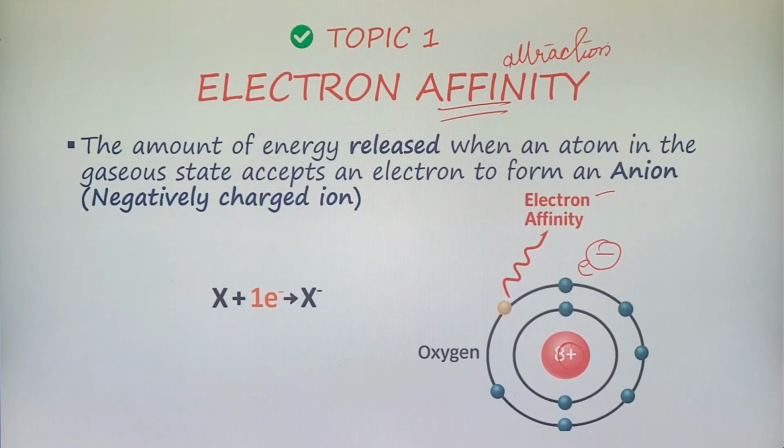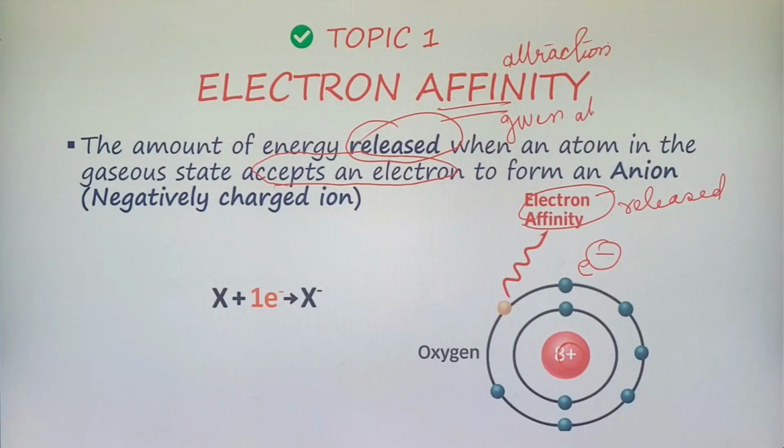So let's start with the definition. What is electron affinity? It is the amount of energy released when an atom in the gaseous state accepts an electron. So these are the two keywords that I want you to remember for electron affinity. Affinity means attraction. It is the amount of energy that is released. Clear? Release means energy is given out when an atom in the gaseous state is accepting an electron.